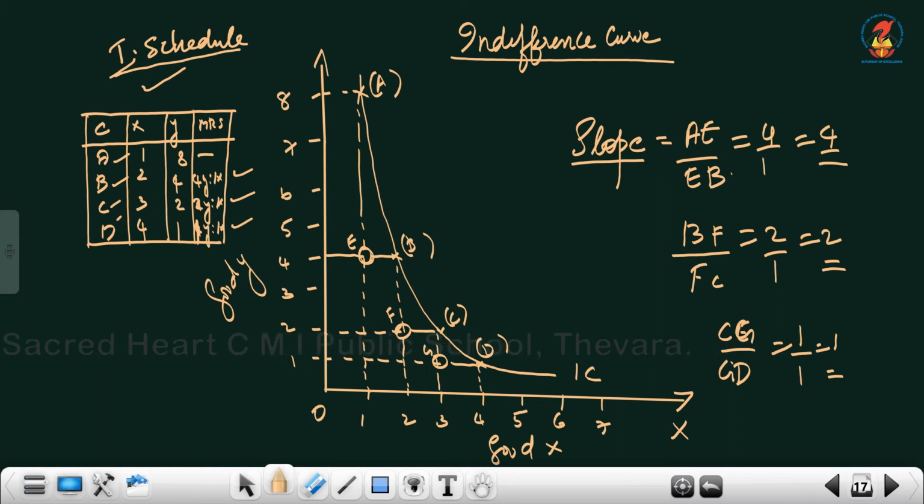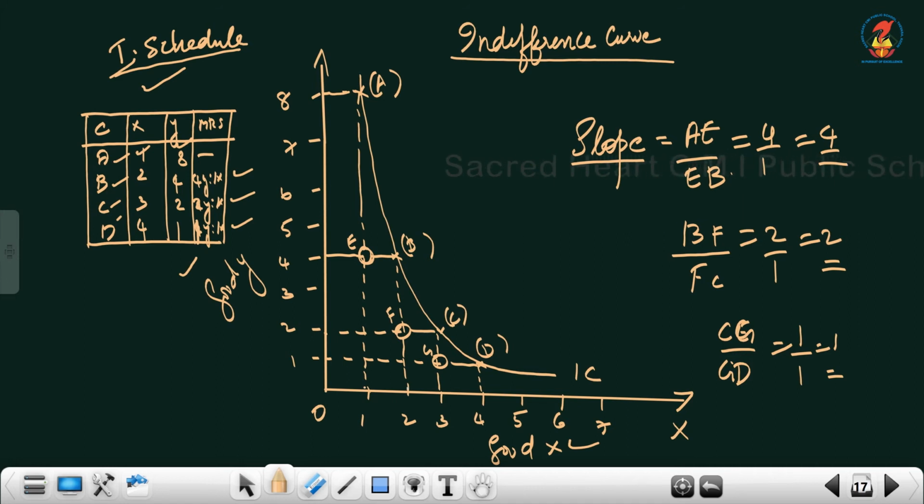This is the indifference curve. Here, good x is marked on the x-axis, good y is marked on the y-axis. Now, let us give the values as 1 to 7 on the x-axis and 1 to 8 on the y-axis. Now, what is the first combination? 1 and 8. 1 on the x-axis and 8 on the y-axis will give you this box.